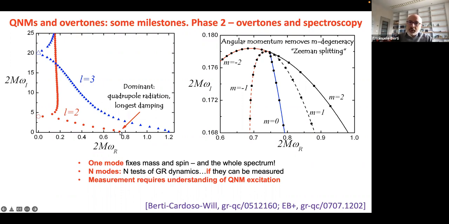If I take this mode and I now look at a black hole that is rotating with a Kerr parameter A, what happens is that basically you have a Zeeman splitting of the spectrum. And so for any given L, you have 2L plus 1 allowed values of the quasi-normal mode frequencies from m=2 to m=-2. And for each of them, you have a different spectrum that now depends both on the mass and the spin of the black hole.